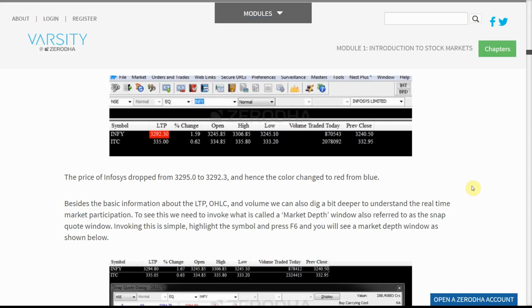SL no, ask price, ask quantity, number of sellers. 01: 3294.80, 2, 2. 02: 3294.85, 4, 2. 03: 3295.00, 8, 2. 04: 3296.20, 2, 5, 1. 05: 3296.25, 5, 1.